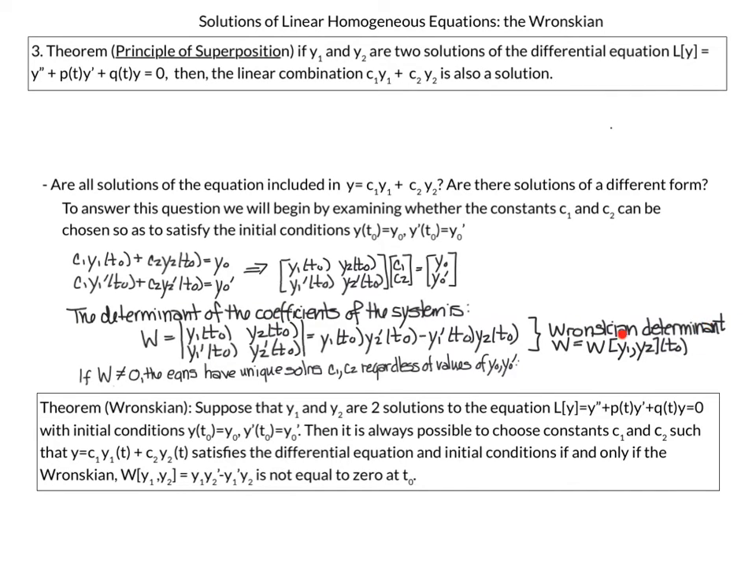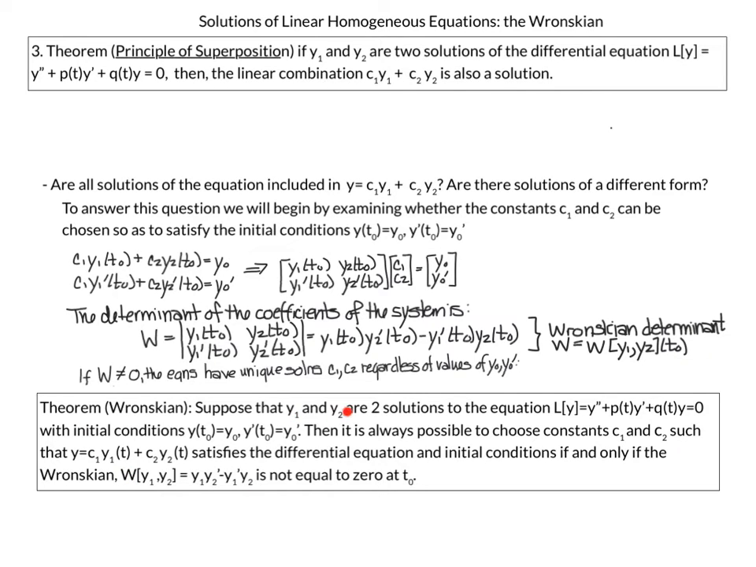So again, it's the Wronskian determinant, also denoted with a W, or sometimes W of y1, y2 of t naught. And again, if W does not equal 0, the equations have unique solutions C1, C2 for any value y naught and y naught prime. And here is our theorem.